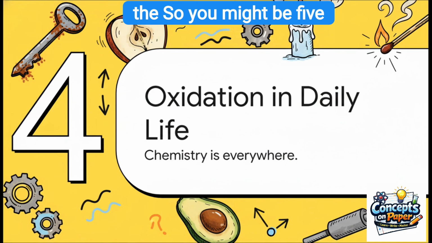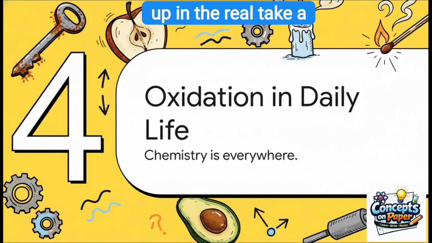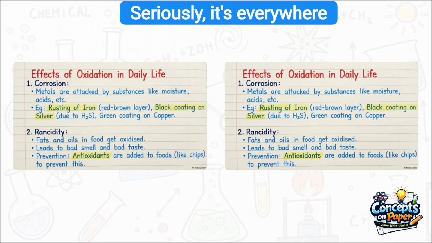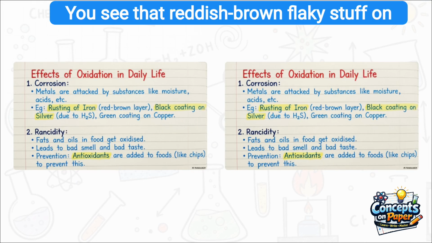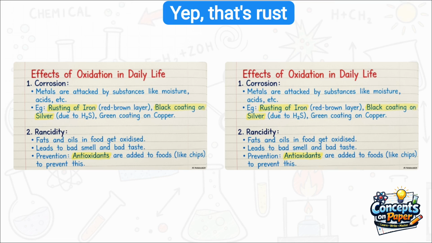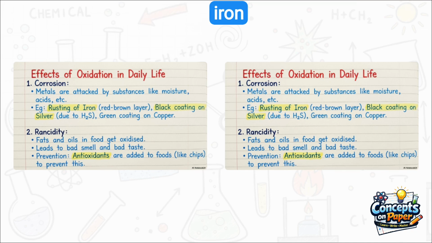So you might be thinking, okay, that's 5 things to memorize for my exam. Great. But where does this stuff actually show up in the real world? Well, let's take a look at where you see oxidation happening every single day. Seriously, it's everywhere. You see that reddish-brown, flaky stuff on an old gate or your bike chain? Yep, that's rust. That's a type of corrosion, which is just the oxidation of iron.